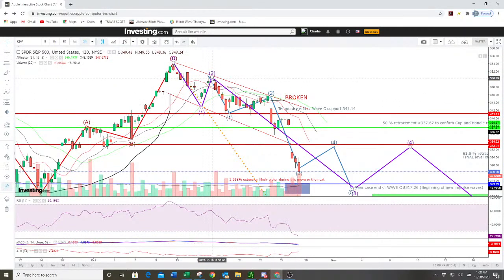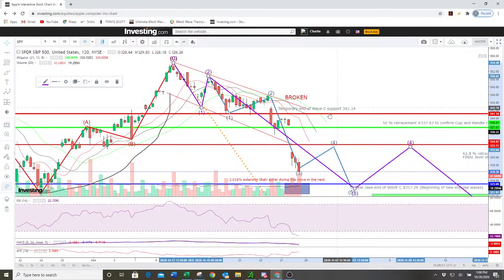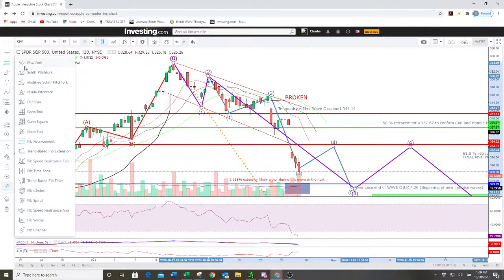So I'm going to put that purple line to end there. Now, what is the prediction now, right? Well, the prediction now is at least 100% extension of this move. So we go back to here. Again, we're on investing.com. This is a free resource for you guys to use. We're going to look at trend-based fib extension, okay?